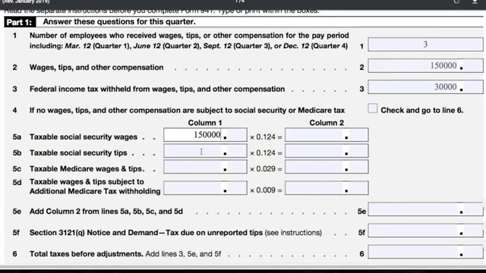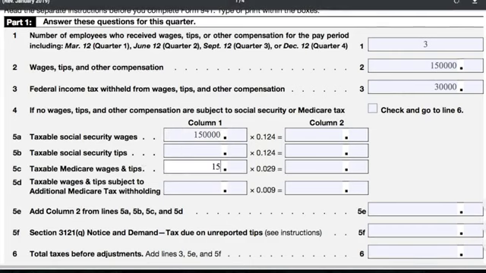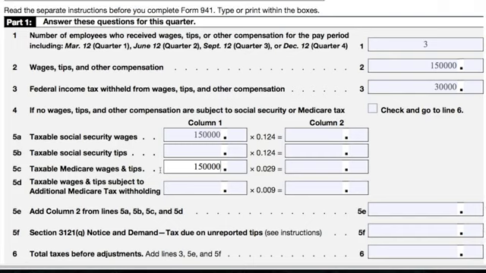ABC Bakery did not pay any tips to employees. They're a tip-free business, so I'm going to leave line 5B blank. And in line 5C, I'm going to put down the $150,000 again because there's no limit on the wages that are subject to Medicare tax. None of ABC Bakery's employees earned more than $200,000 for the year, so I'm going to leave box 5D blank as well.